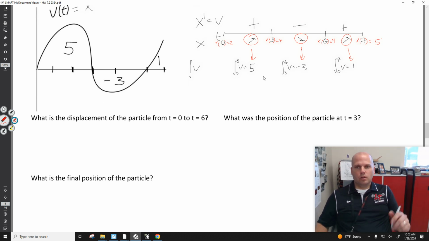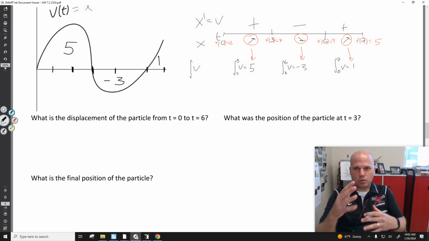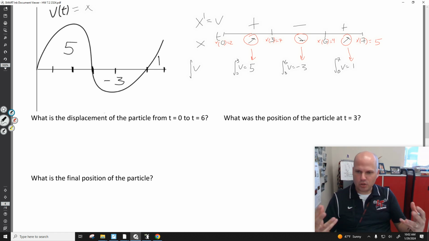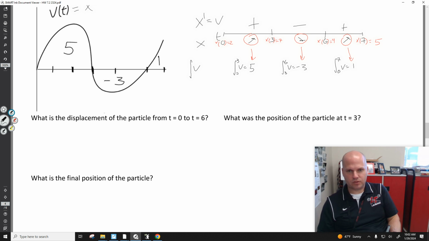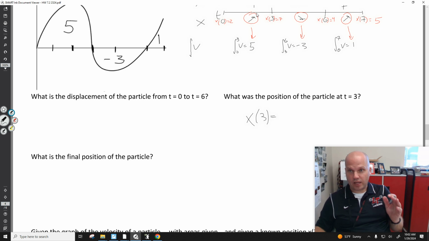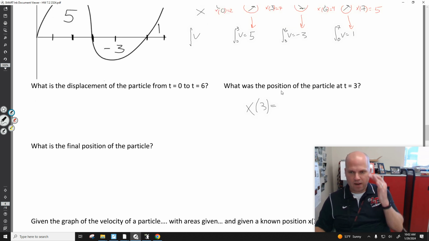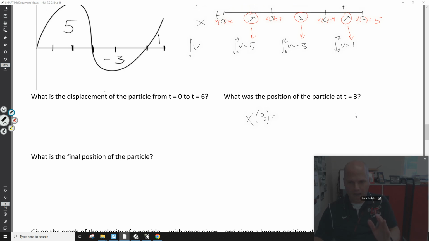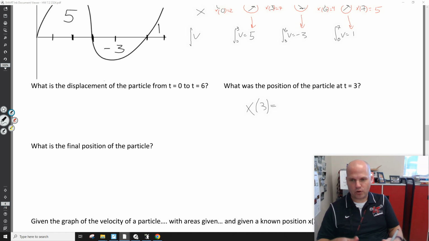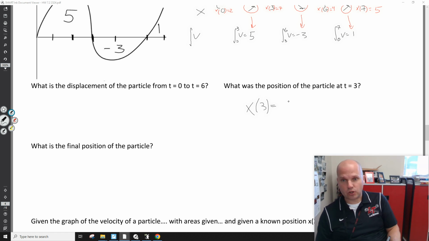Now, some of these questions are easily answered if you just understand that accumulation of velocity tells us how far we traveled. So what is my position at time 3? If we want to be proper, this is just scratch work. If you want full credit on a free response question, which you will have on your test, it's all free response questions, you need to show that you took your initial position, you added your accumulation of your velocity, the accumulation of your derivative from 0 to 2, and you got 2 plus 5, which is 7.